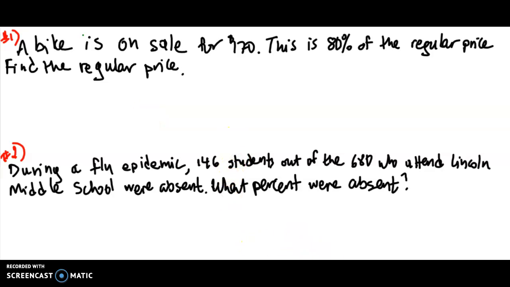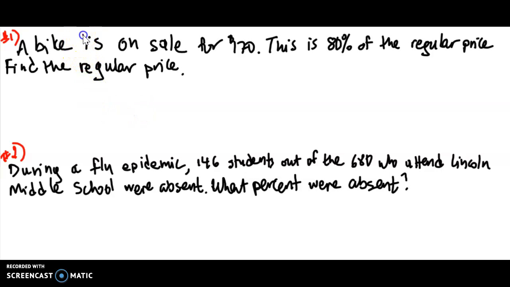So I have chosen two problems for us to do together here on percents proportions. Number one, a bike is on sale for $170. This is 80% of the regular price. Find the regular price. I will try to do what the guy was trying to show you in the second video that you watched at task 2.